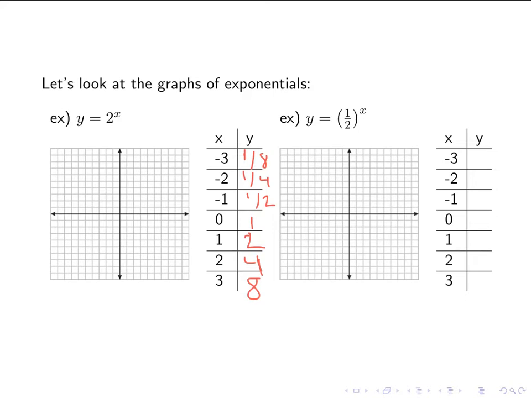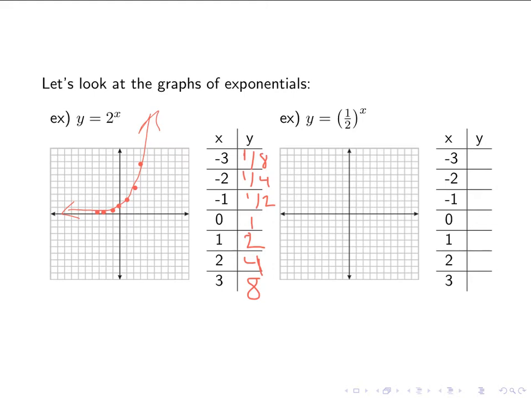So when I go to graph these, let me see if I can do some dots here. 0, 1; 1, 2; 2, 4, close enough; and 3, 8. And then going to the negatives, I've got -1, 1/2, and then the other ones are getting really, really close to 0. And when I connect these, I will get something that looks like this. Okay, so there is y equals 2 to the x.